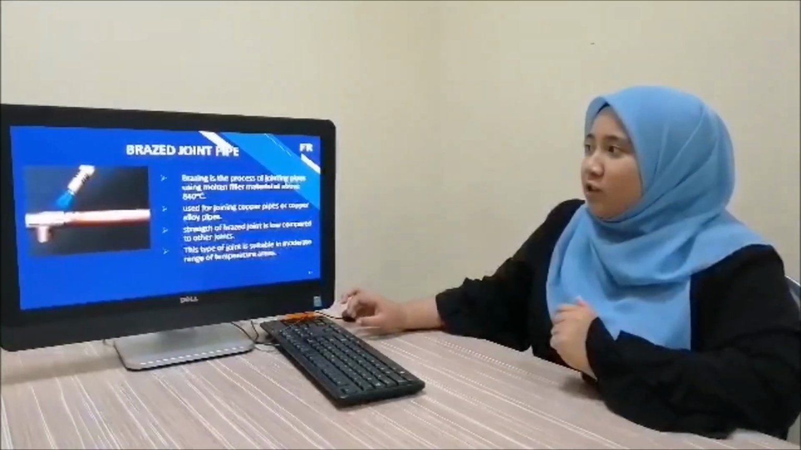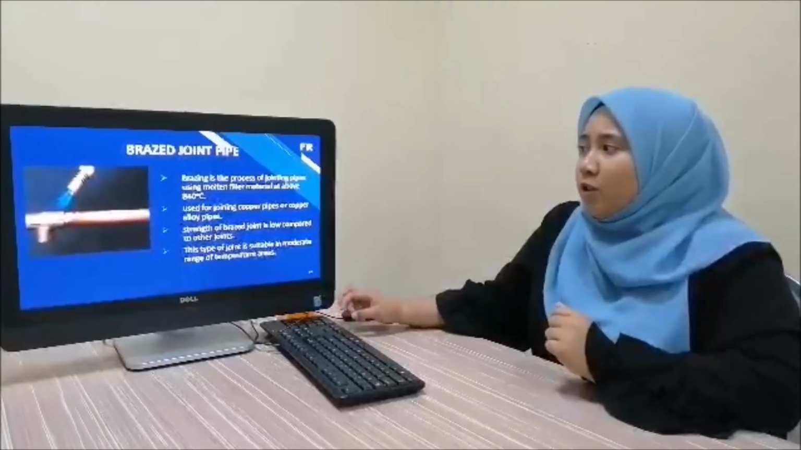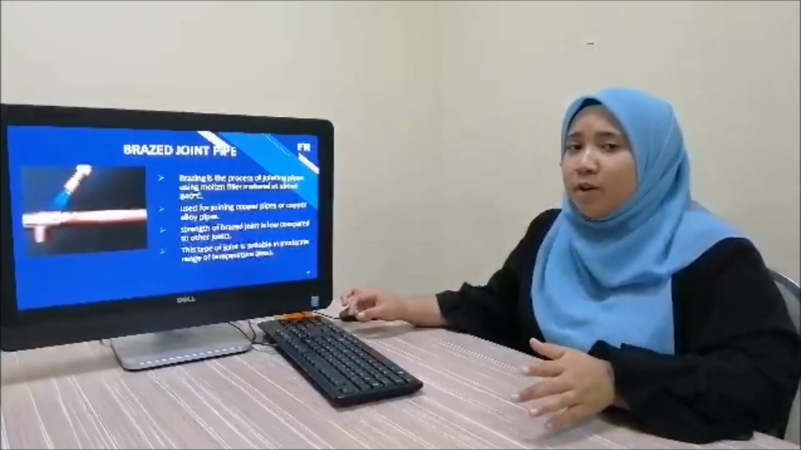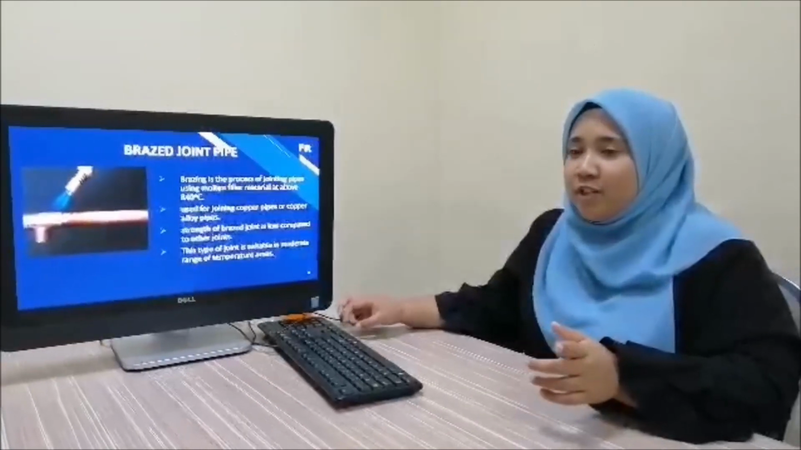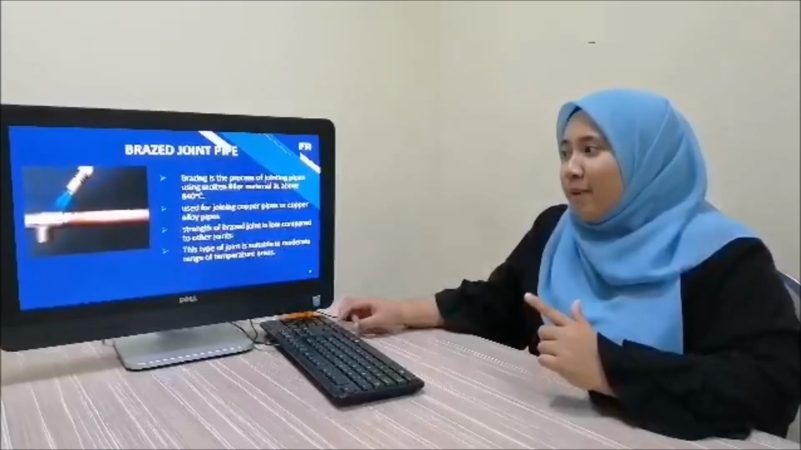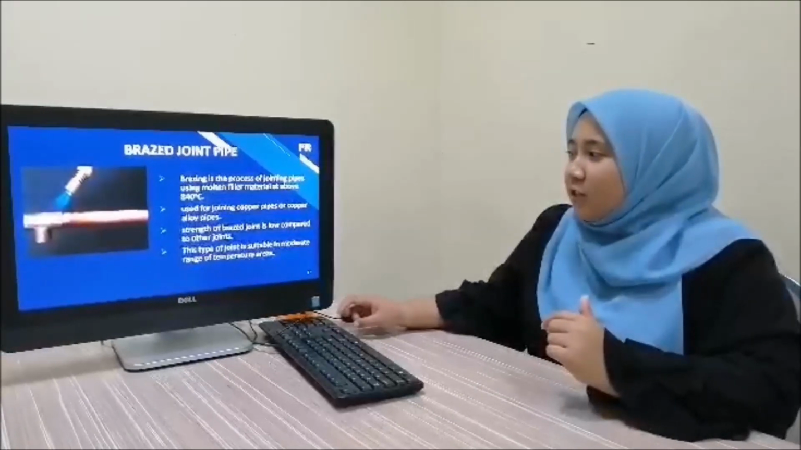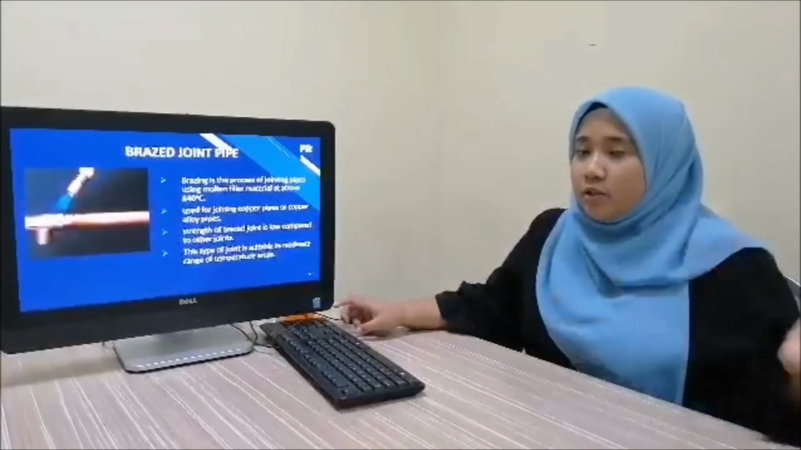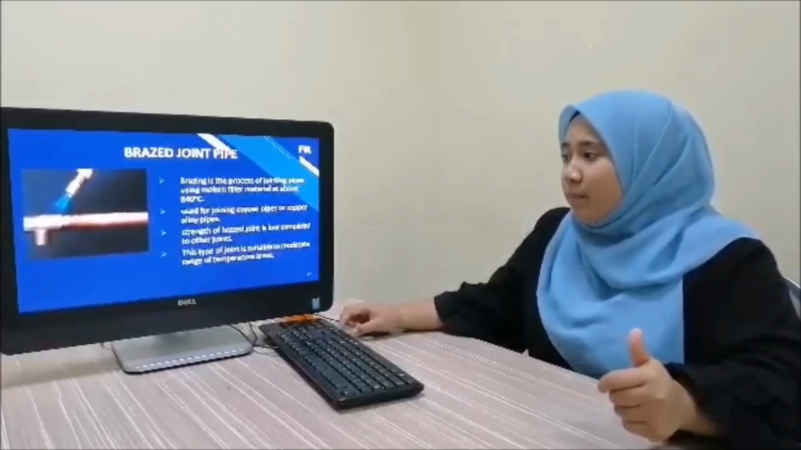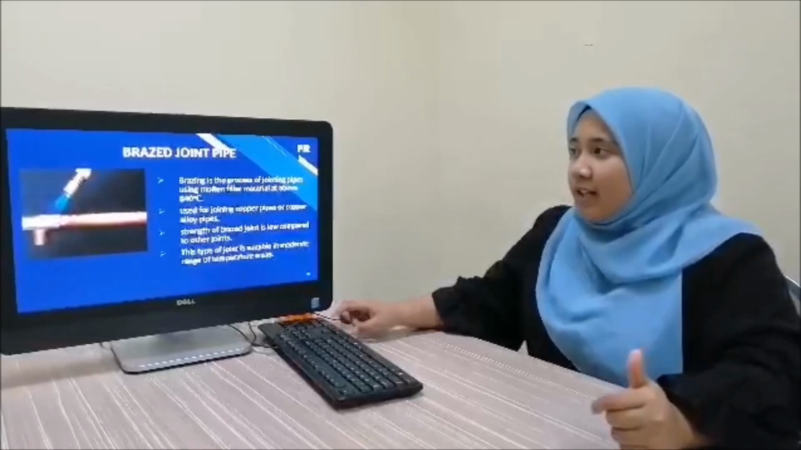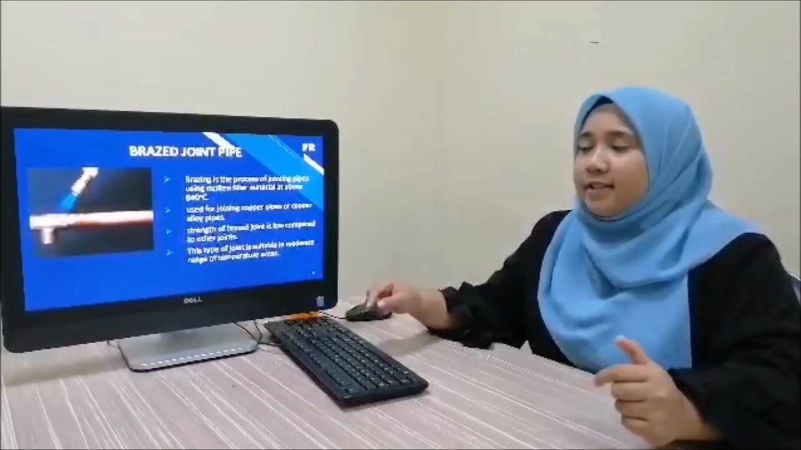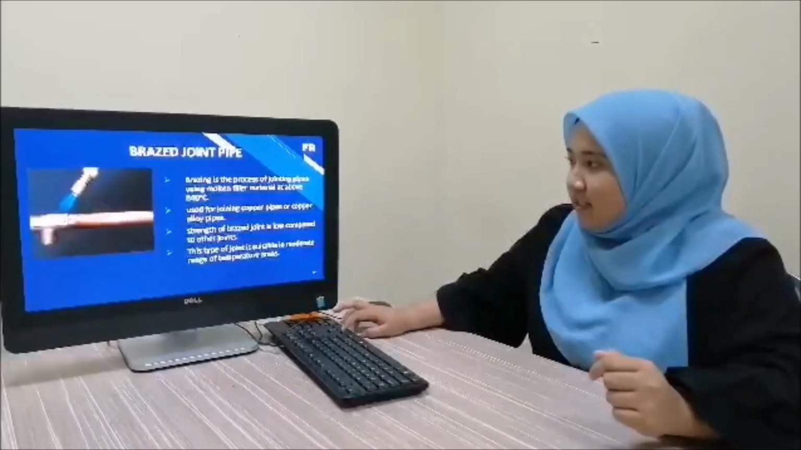Next one is brazed joint in pipe. Brazing is the process of jointing pipe using molten filler material above 850 Celsius. Used for joining copper pipe or copper alloy pipe. Strength of brazed joint is low compared to other joints. This type of joint is suitable in moderate temperature areas. Like you can see, there's a picture. The pipe is melted at 840 Celsius.